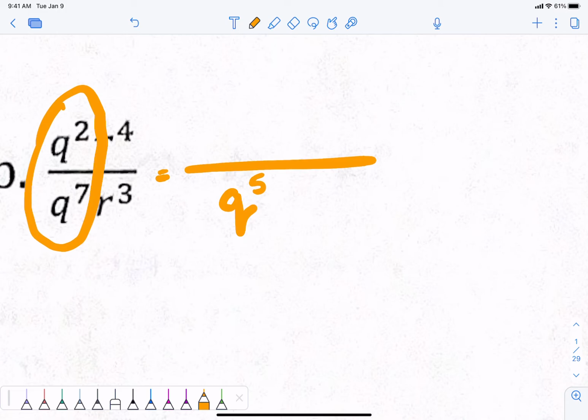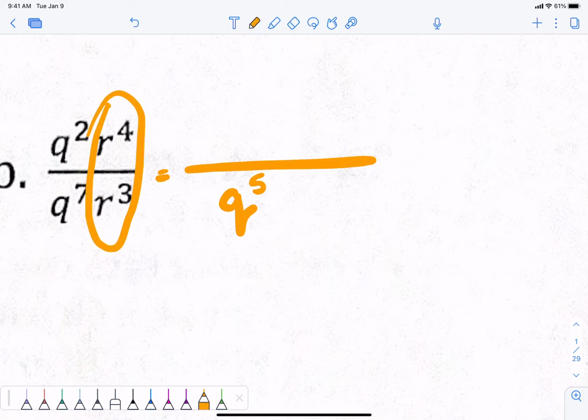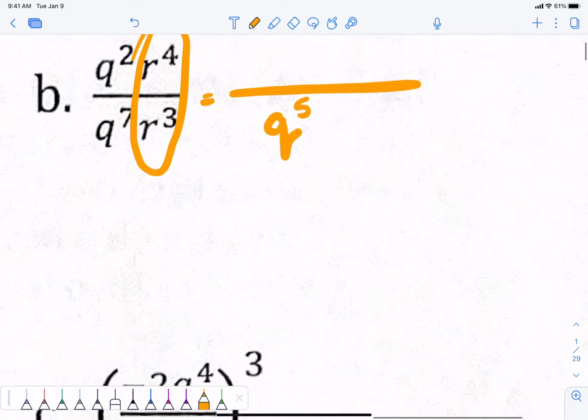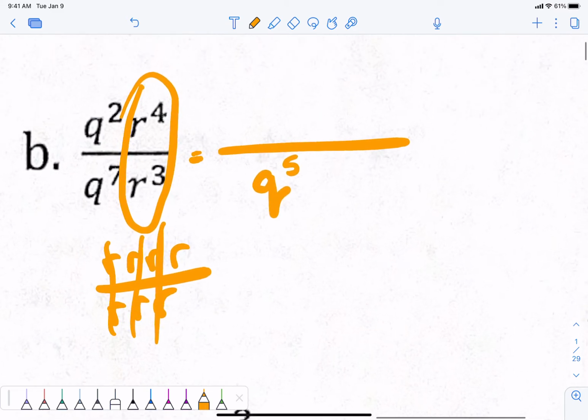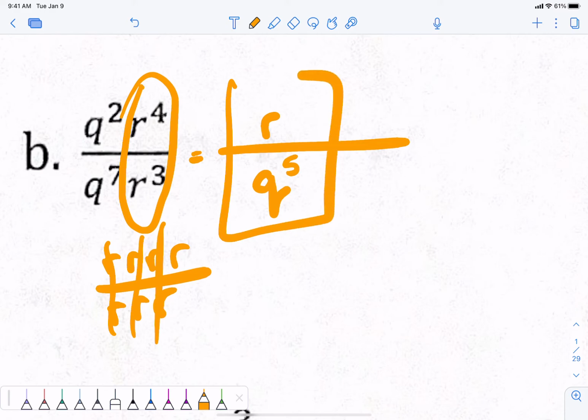Okay, now the r's. We've got our r's to deal with next. We've got 4 r's on the top and 3 r's on the bottom. Again, if it helps you, write them out. There's 4 r's on the top and 1, 2, 3 on the bottom. So they cancel. What are you left with? 1 r on the top. So r to the first power, or just r, and that's all we can do. Does that make sense? You're just combining stuff. If it helps you to write them out and cross them out, that's fine, because you basically go in the direction of the bigger power.